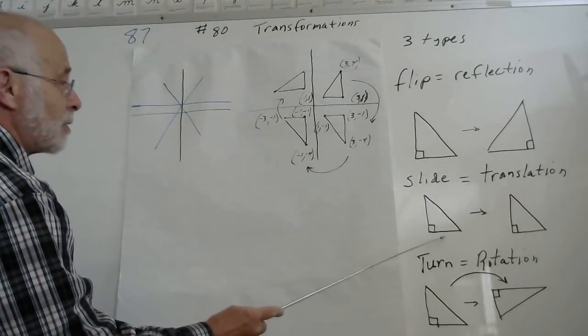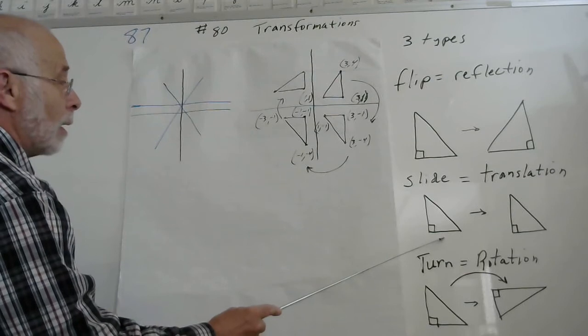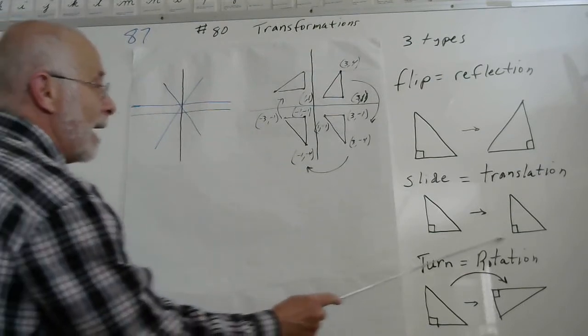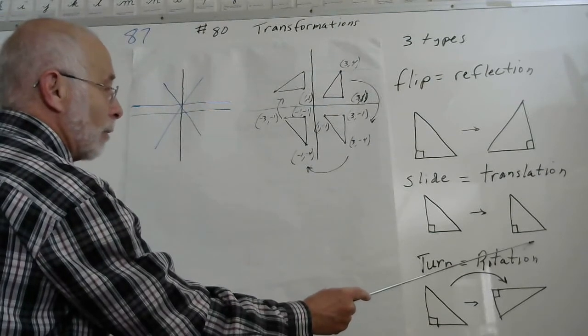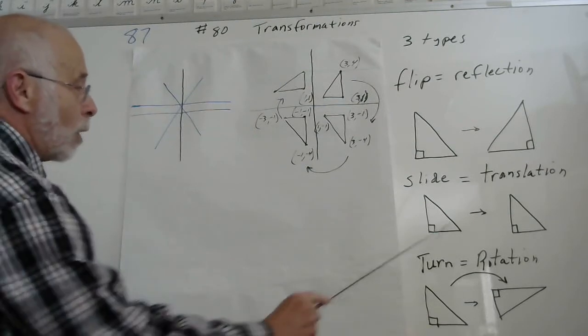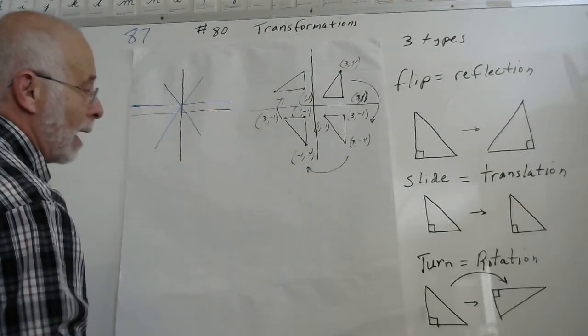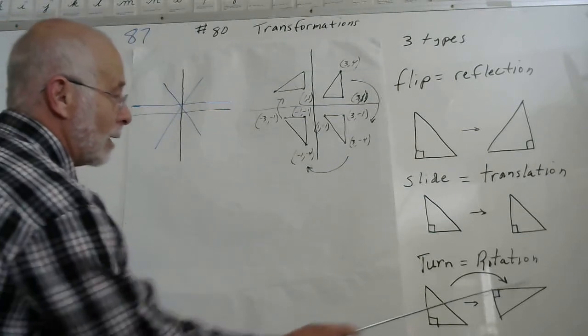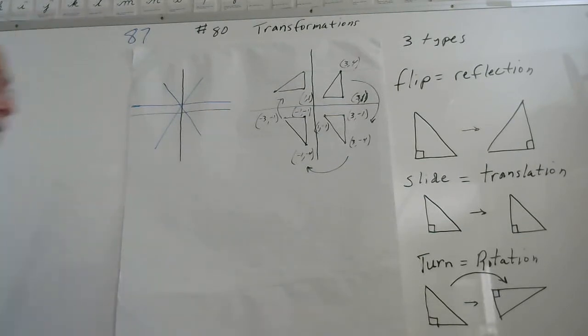A slide is just taking the original triangle and just sliding it over, redrawing it here. A turn or rotation, notice it's like this. I rotate it over to where this side here is now here, so that is known as a rotation.